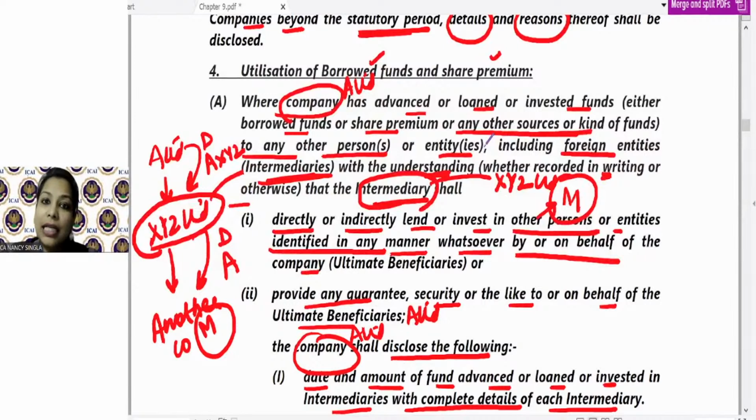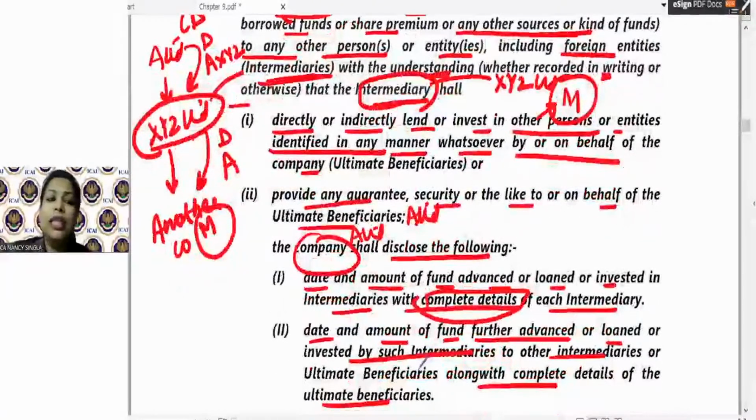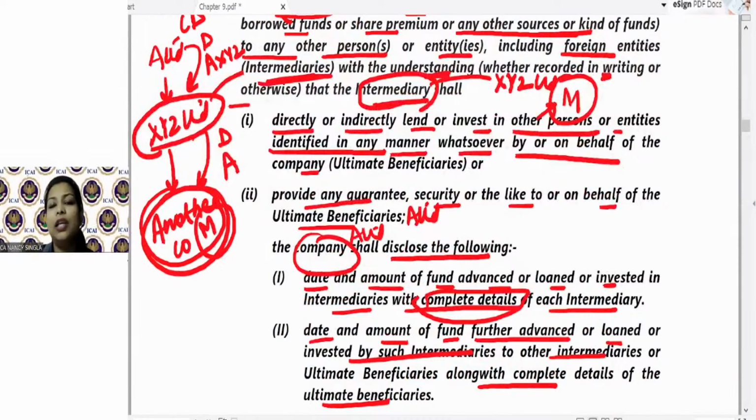Then the company, that is A Limited, shall disclose the date and amount of when the loan fund is advanced to each of such intermediary, with complete details of each intermediary, date, amount and complete details, है ना, कि XYZ Limited है क्या. Same way, the amount, date and complete details of the persons in whom the company has invested or given a guarantee.